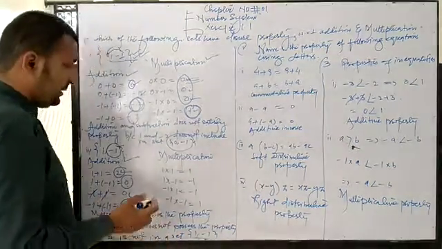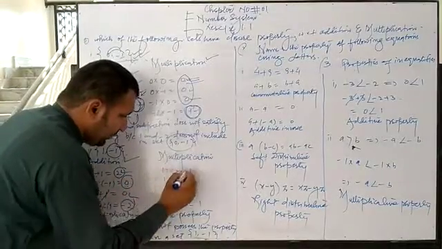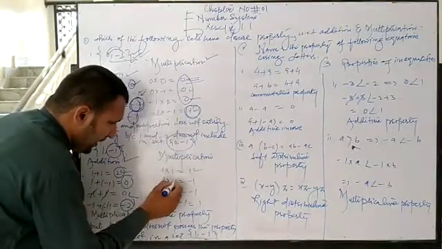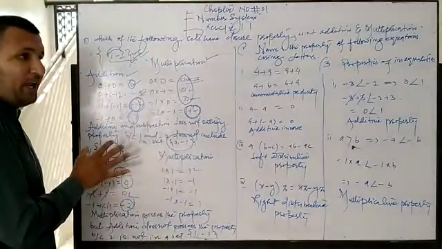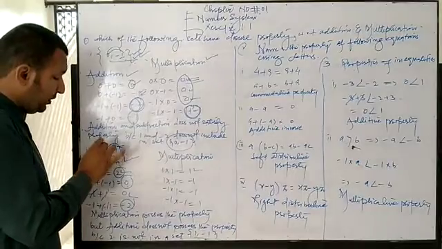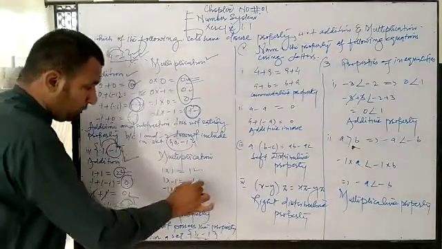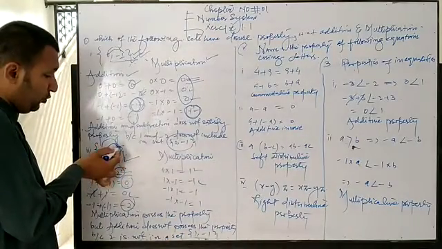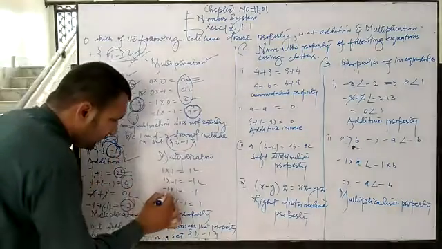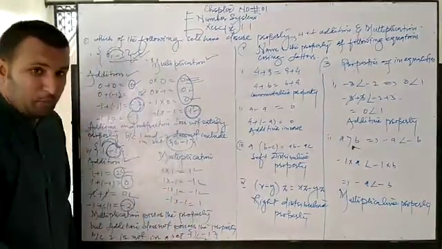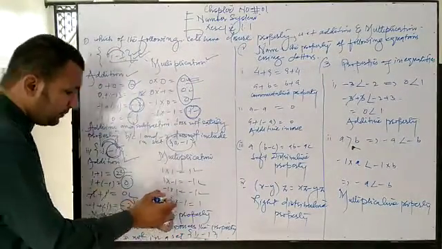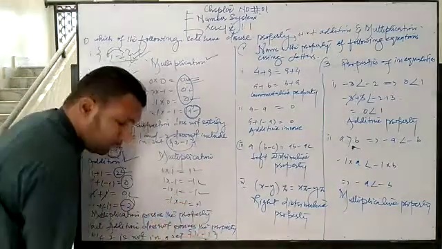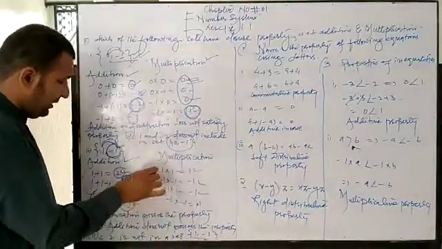Again we take the multiplication: 1 multiplied by 1 is equal to 1. Again, 1 multiplied by minus 1 is equal to minus 1. And for the second value, minus 1 multiplied by 1 is equal to minus 1. Again, minus 1 multiplied by minus 1, minus minus is equal to plus, is equal to 1.